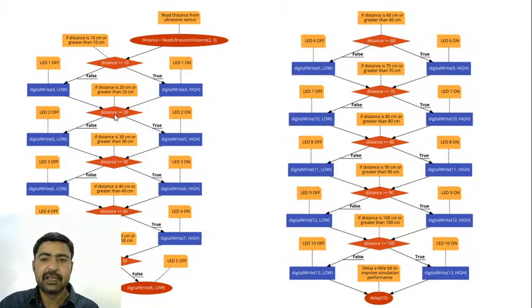Then we have another condition, and another, and another. And what are those conditions? Greater than 20, greater than 30, 40, up to 100. If any of the conditions is satisfied, we'll do a task. What is our task? To glow the particular LED which we have assigned for that distance. So in the first case we glow the first LED, then the second, then the third, then the fourth, and like this we glow all the LEDs one by one. So this is the flow chart which we have made for this particular project.